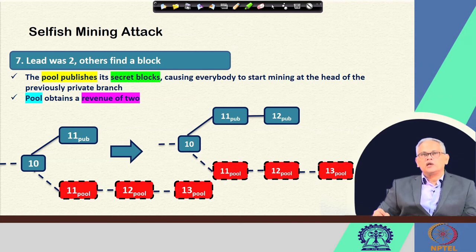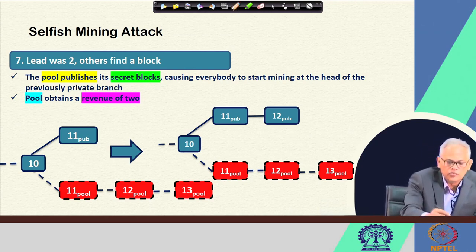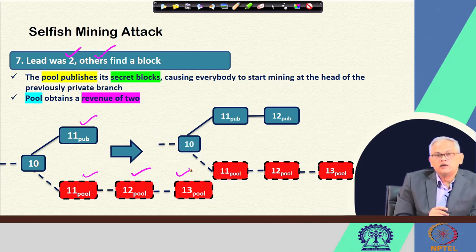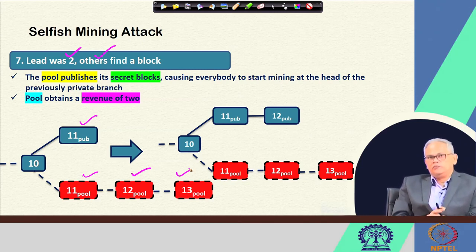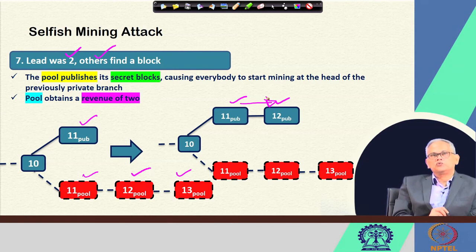Now we take a situation where there is a lead of 2 and others find a block. If you see here, we have a lead of 2 and others find a block. So here 11 pub was there and the lead was 2, meaning that the attacker knows that I already have 3 with me. And then what has happened is that the others have found a block. So after this 11, the others have found a block which is 12.